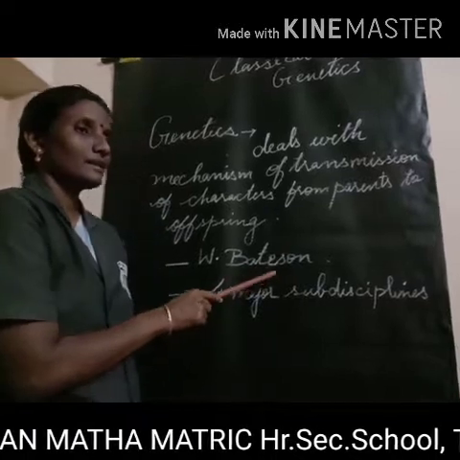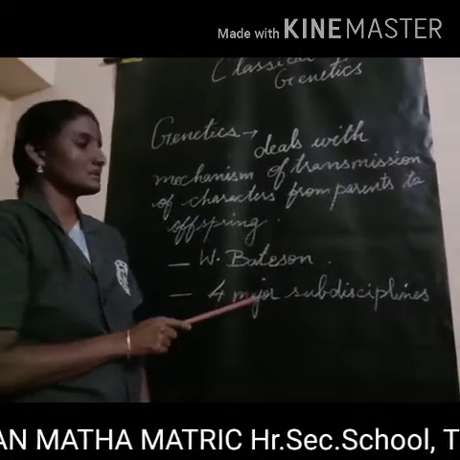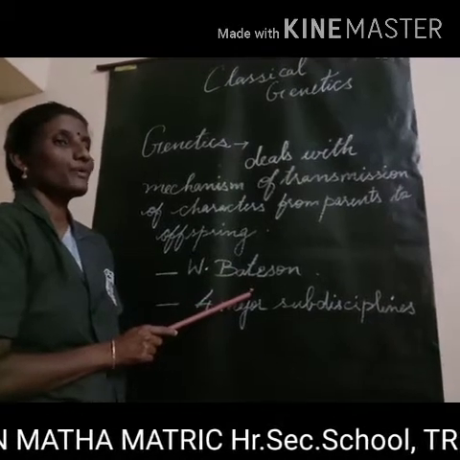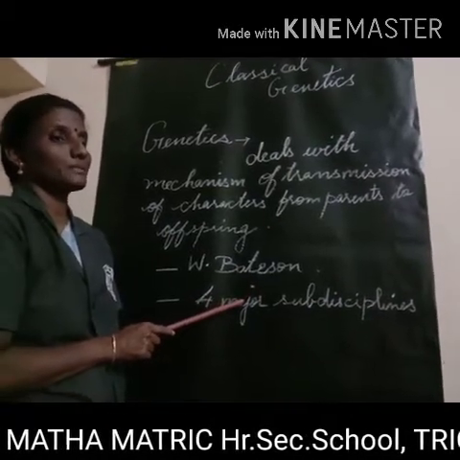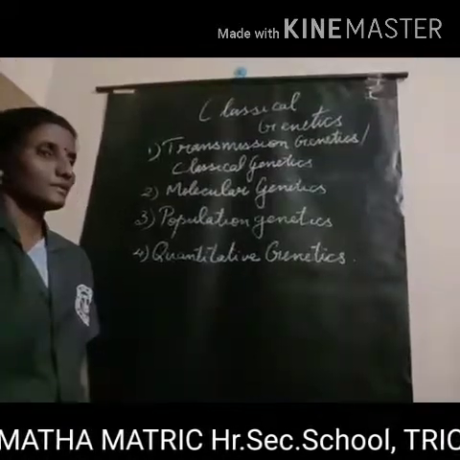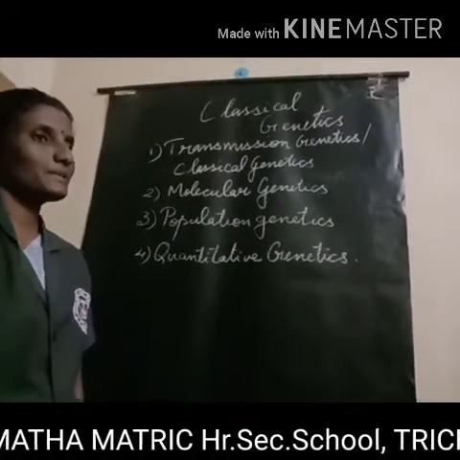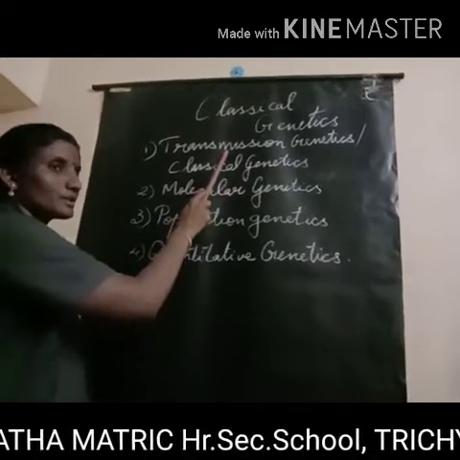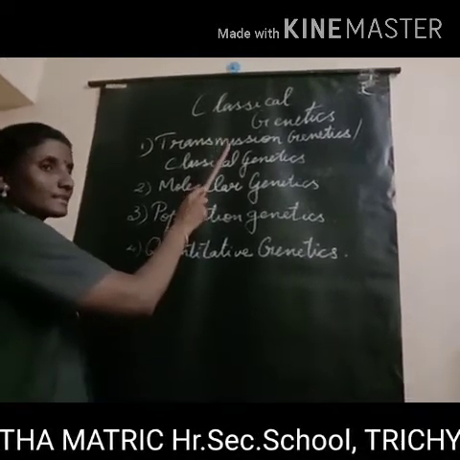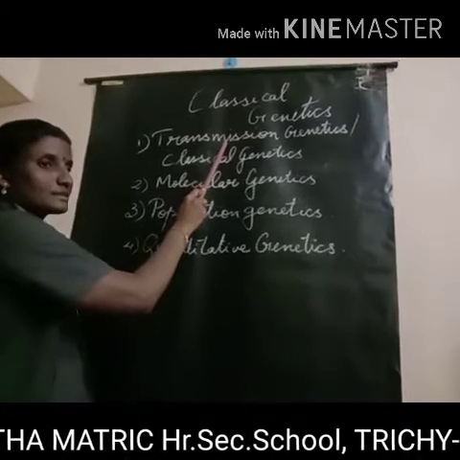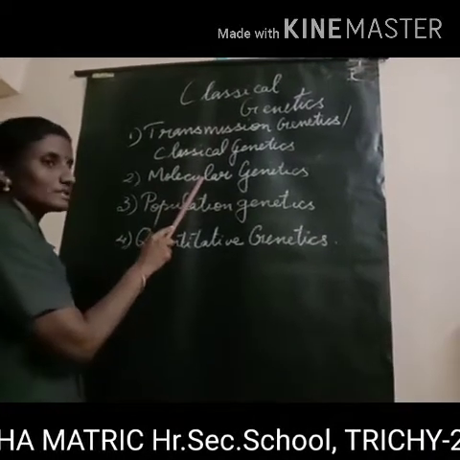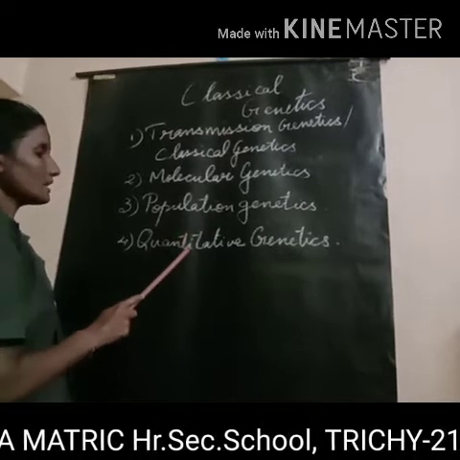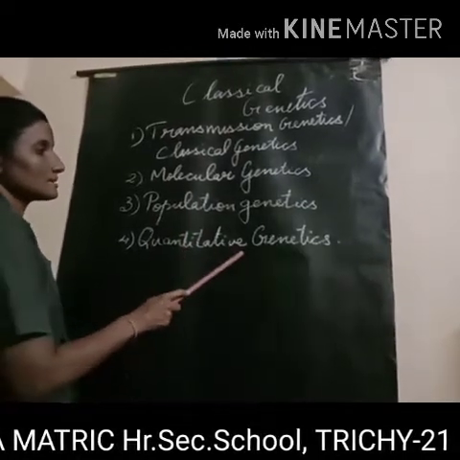He classified genetics into four major subdisciplines. The four major subdisciplines of genetics are transmission genetics, which is otherwise called classical genetics. Next one is molecular genetics. Third one is population genetics. Next one is quantitative genetics.